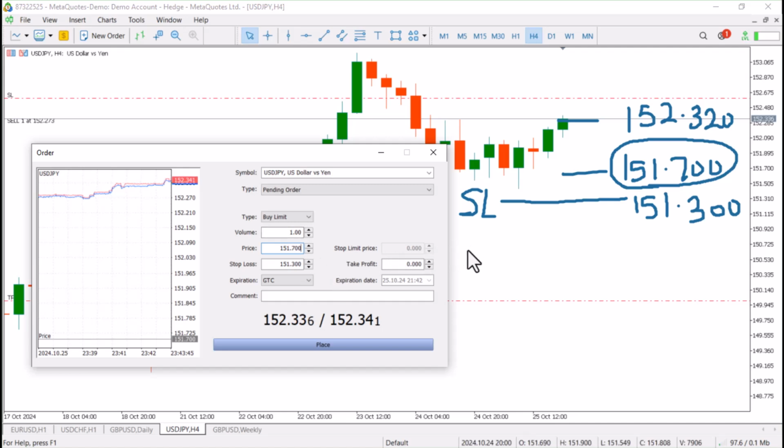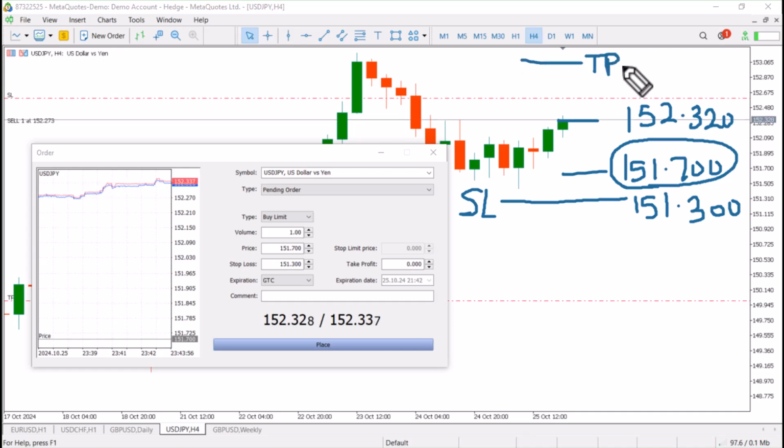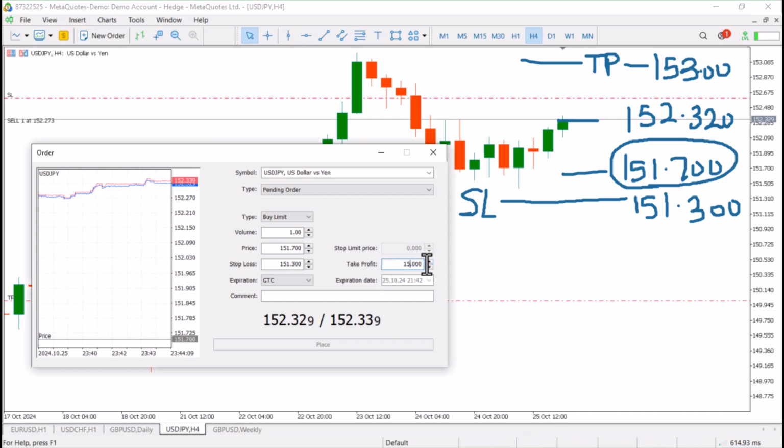Now the next thing you want to do is to set your take profit. If you are buying cheaper or lower, what you need to do now is to set your TP at a higher price level, which is, we can set our TP to be at 153.00. So it means whenever the price moves from 152.320 to 151.700, our order will be filled at a lower price level.